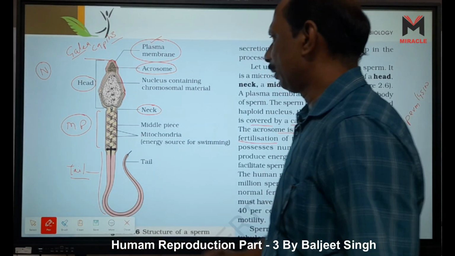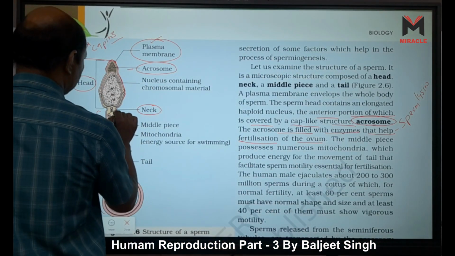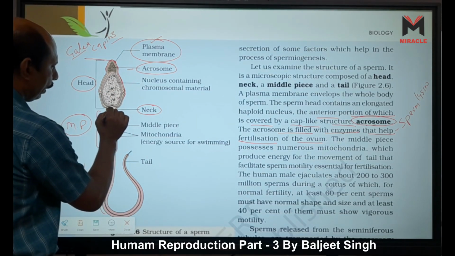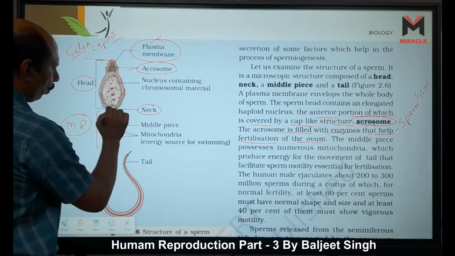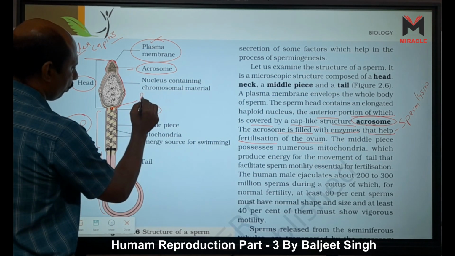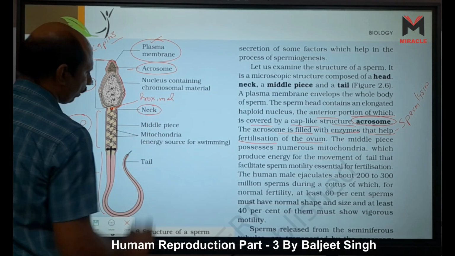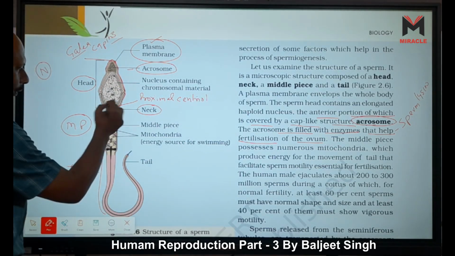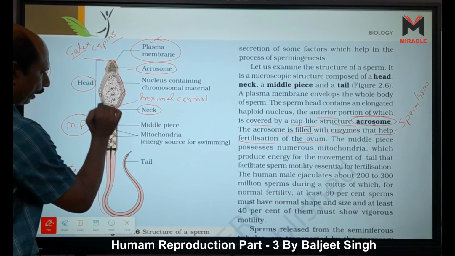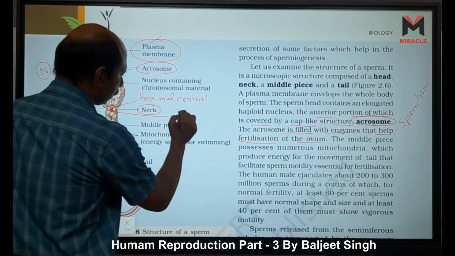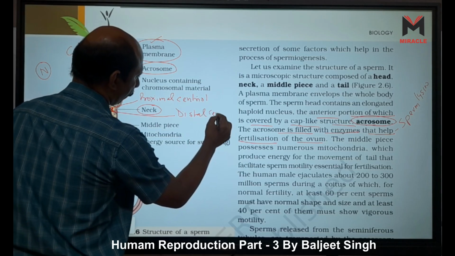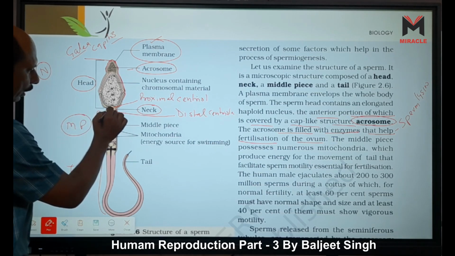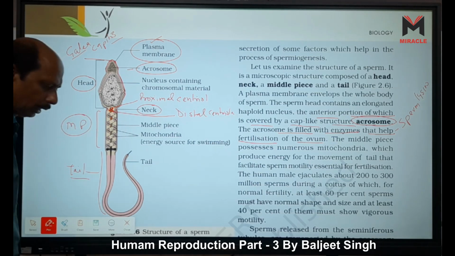The middle piece. It is given directly here, this is the middle piece, right? In between the middle piece and the head region there is a neck, and in the neck a centriole is present. Look here, this centriole is called the proximal centriole. It is not given in NCERT, but it is the proximal centriole, right? Just below the proximal centriole, another centriole is also present. That centriole is called the distal centriole. From the base of this distal centriole, microtubules are present.